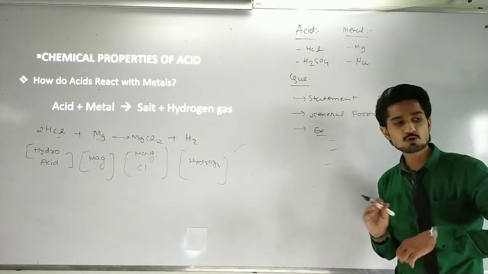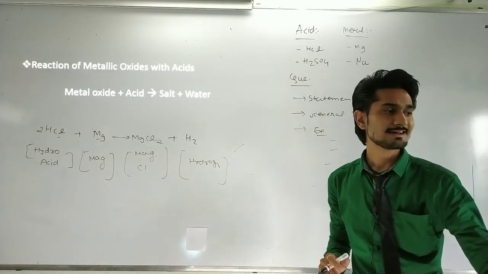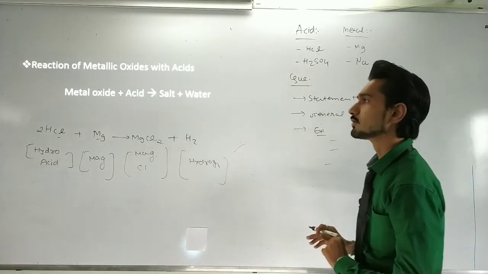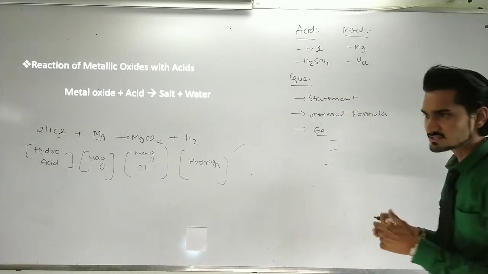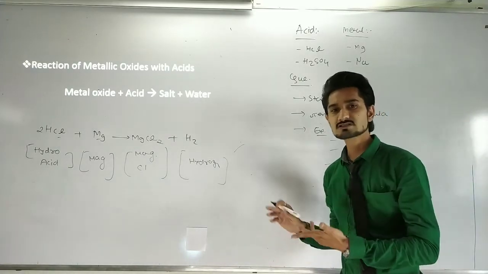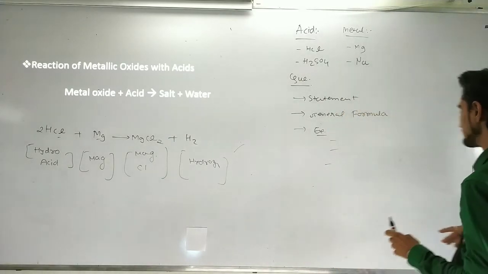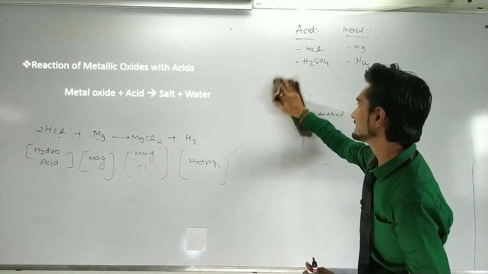Now let us go on to the next property, that will be what happens when an acid reacts with a metal oxide. But before going on to that, let us erase that. You can take the screenshot if you want to take the example screenshot here. You can pause the screen and take the screenshot from here. Now, going on to the metal oxides property.